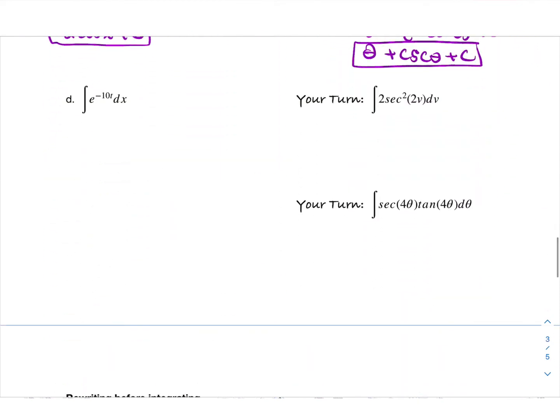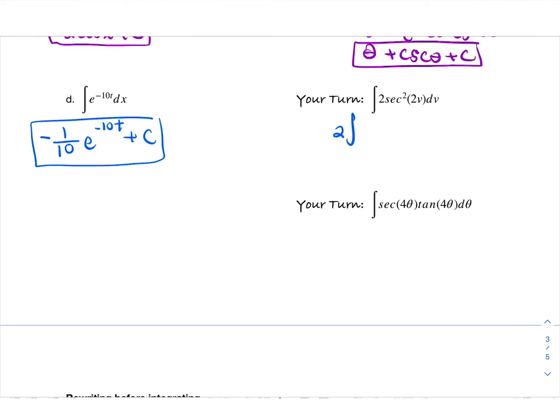All right, so now we can do these last 3 examples. So let's look at the integral of e to the negative 10 t dx. So that's going to be 1 over negative 10 times e to the x plus c. So I'm going to write that as negative 1/10 e to the negative 10 t plus c. Okay, you try the next one.